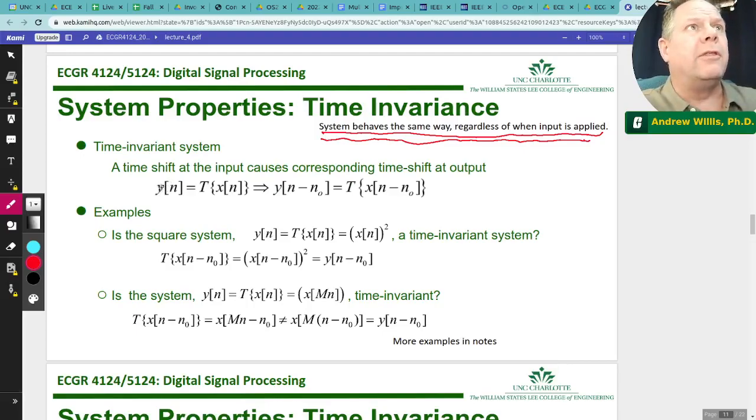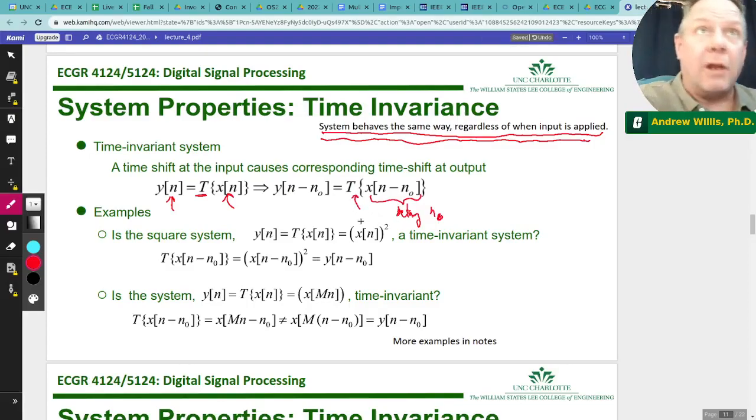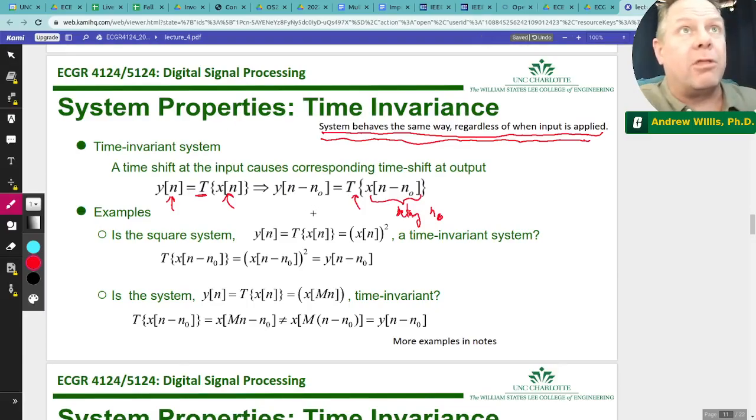The way that we write down this property mathematically is that if we have x of n as an input to this system, which is T, we get y of n. Then we take x of n and delay it by n naught. So we delay it in time by some amount. Maybe I wait until tomorrow and input the same signal to this system. If it is time invariant, what I should observe is the same output that I previously observed, also shifted in time, also delayed by n naught.